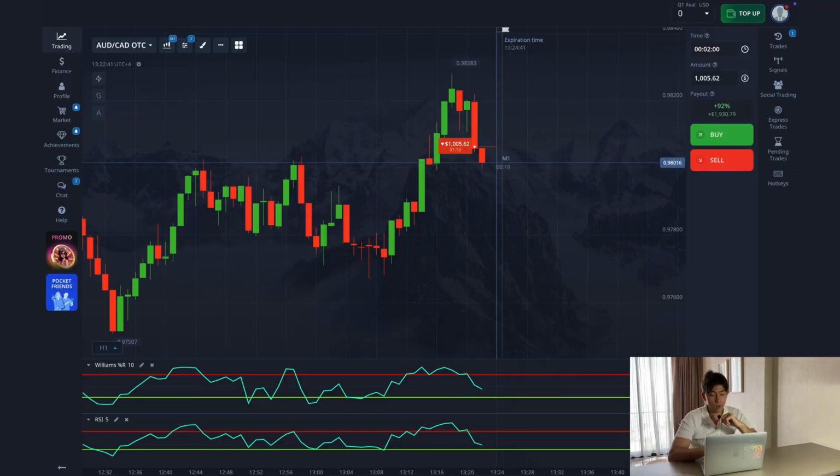The indicators also line up here, both pointing lower and confirming the transition. In this kind of structure, continuation to the downside becomes the most logical scenario.